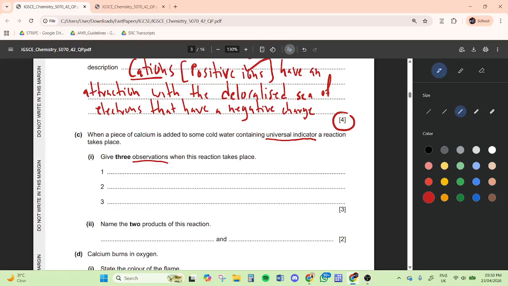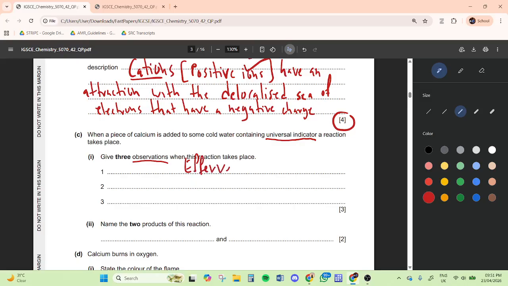Whenever you see observations, they're not looking for specifics, okay? So you don't have to mention that, let's say, hydrogen is being produced or that calcium hydroxide is being produced. Because at the end of the day, by observing, you can't tell what's being produced, right? Observation is what we can see, what we can smell, what we can hear. So because of that, when you're adding calcium to water, the first thing you're going to see is effervescence.